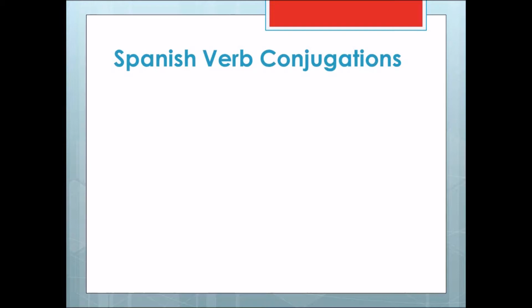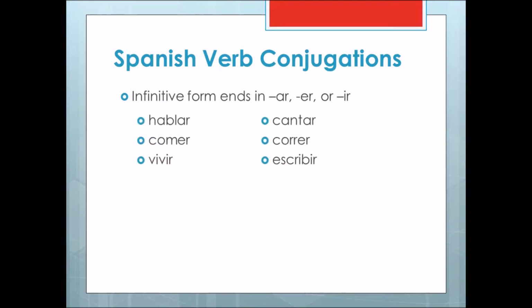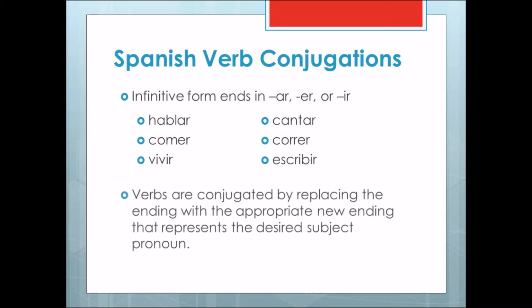So let's take a look at conjugating verbs in Spanish. The infinitive form of verbs in Spanish end in AR, ER, or IR. For example, hablar, to talk, comer, to eat, vivir, to live, cantar, to sing, correr, to run, or escribir, to write. You conjugate verbs in Spanish by dropping the AR ending, or the ER or the IR, dropping that ending, and then adding a new ending to it.